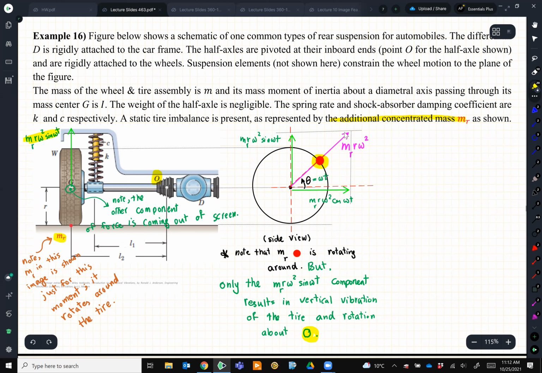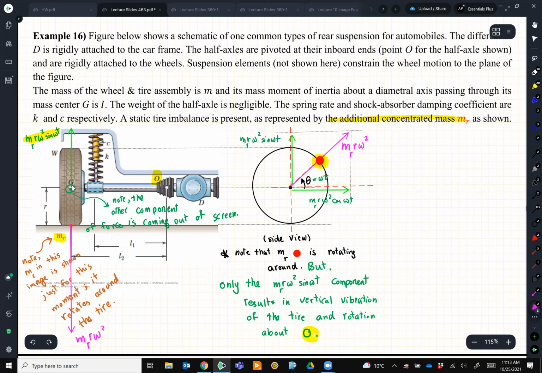So this pink force, now you can visualize this pink force on this picture. Sometimes it is down, sometimes it's up, sometimes it's coming out of the screen, sometimes it's going into the screen, right? This unbalanced force as it rotates, or this m r r omega squared. If I want to show it at this moment on this picture, this force at this moment is down. The next moment it's coming out of the screen. You can visualize it. And the next moment it's going up.